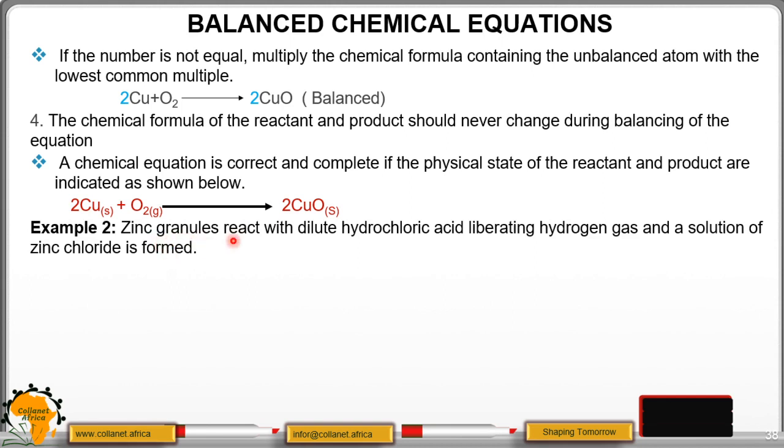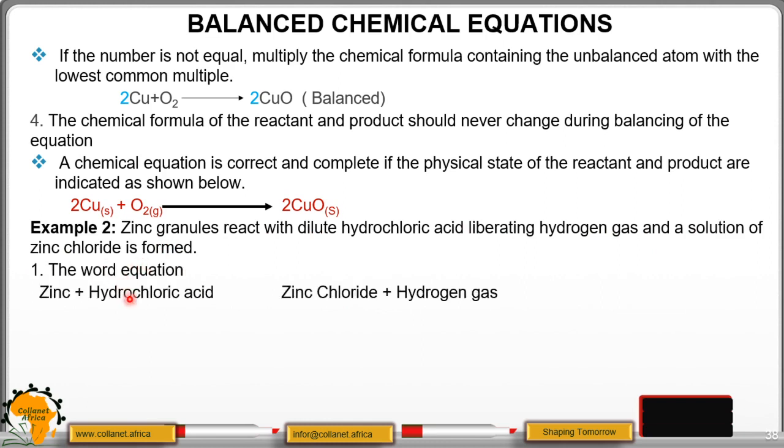Example 2: zinc granules reacted with dilute hydrochloric acid, liberating hydrogen gas, and a solution of zinc chloride is formed. So the word equation is zinc plus hydrochloric acid, put an arrow there, to get zinc chloride plus hydrogen gas. So remember hydrogen gas is H2. Then we write the chemical equation with correct symbols.